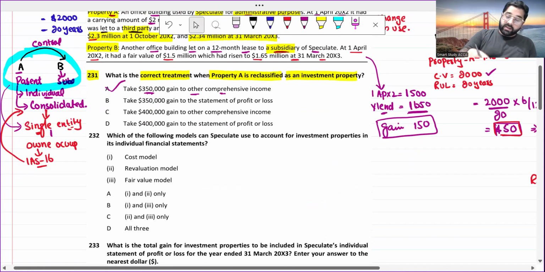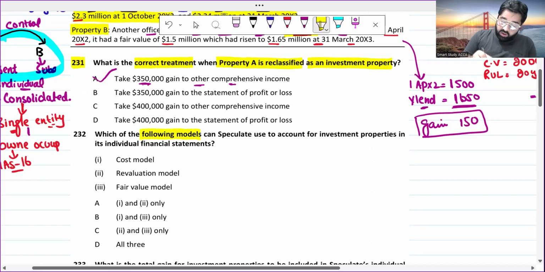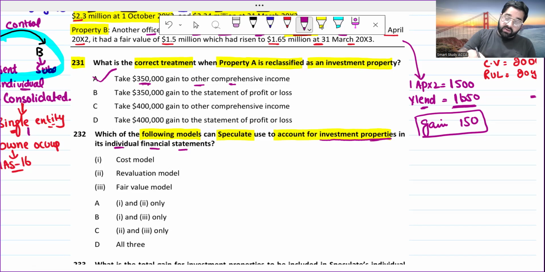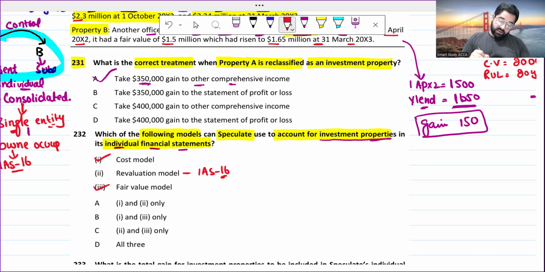Okay, another question. Which of the following models can Speculate use to account for investment property, in its individual financial statement? Which models can the Speculate company use? It may use the cost model, it may use the fair value model. The revaluation model is for IAS 16 property, plant and equipment, not for investment property. So 1 and 3, the correct option is option B.